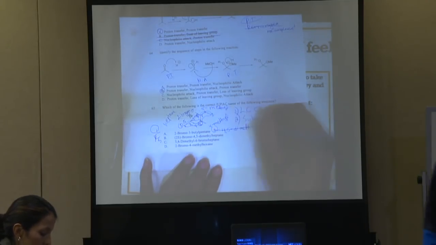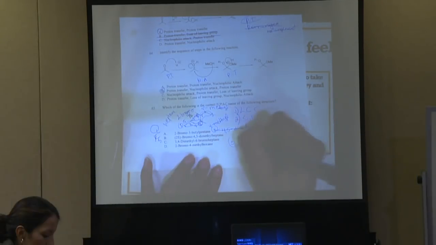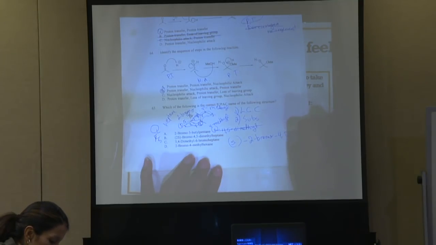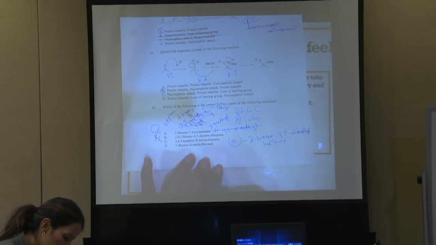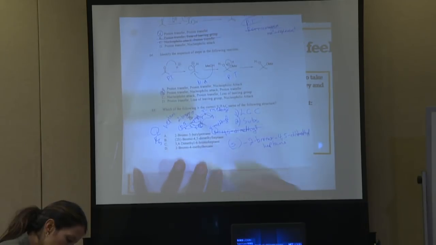Oh, thanks. So S, what is it? 2-bromo, 4,5 dimethyl heptane. So that gives us what? B? Right? Cool.